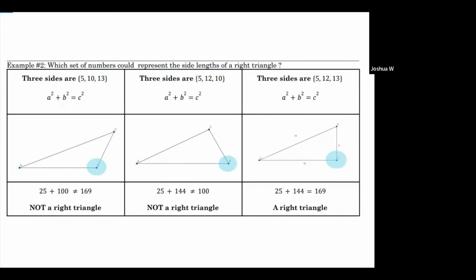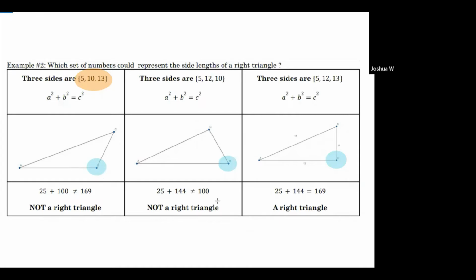we can see that this side is 5, the base is 10, and the hypotenuse is 13. However, this is not a right triangle. If we add them together, 125 is certainly not equal to 13 squared, or 169. In fact, you can see that we have an angle greater than 90 degrees.